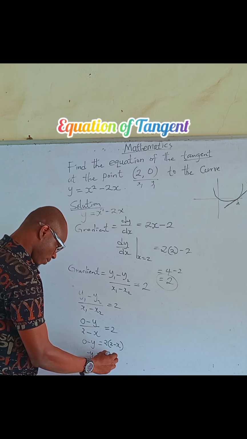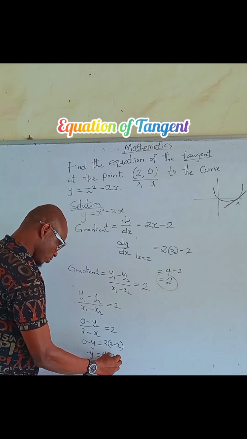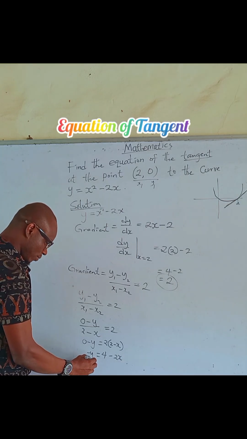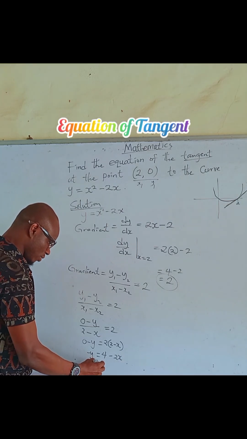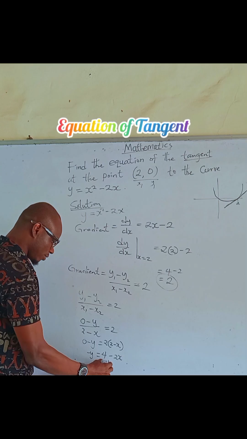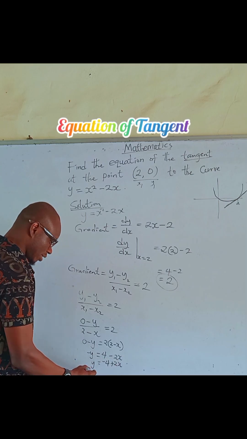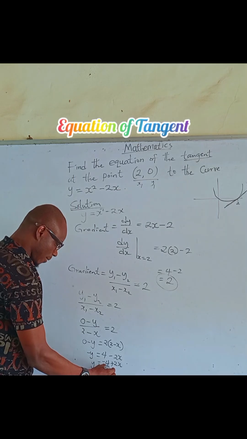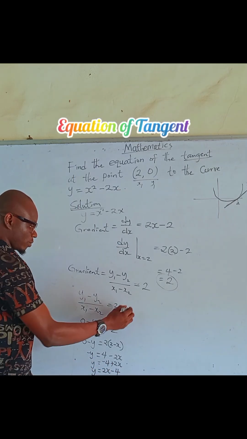So 0 minus y is equal to 4 minus 2x. We divide both sides by minus 1, and y is going to be equal to minus 4 plus 2x. And we can write that as 2x minus 4.